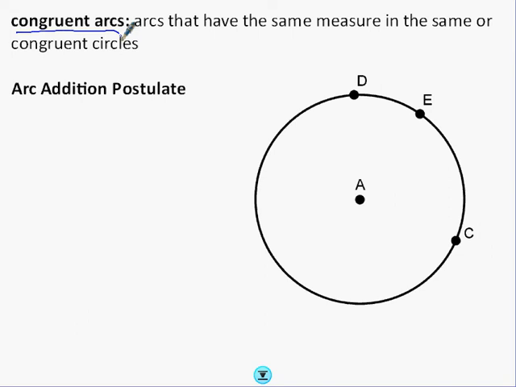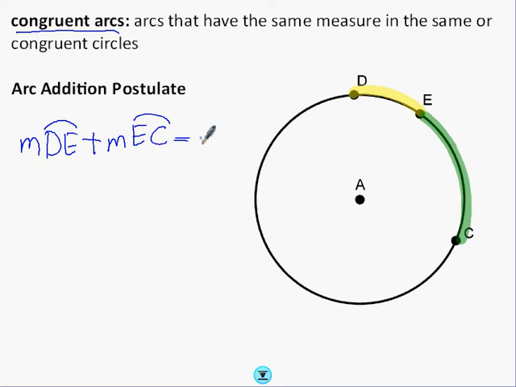The arc addition postulate, you can probably guess, but I'll go ahead and make it explicit. For this particular example, these letters would not make sense for a circle that didn't have this set up. But for this case, if I add the measure of arc DE, that's this guy, to the measure of arc EC, I think you probably see where I'm going with this. That sum is going to be the same thing as the entire arc. That would be the measure of arc DC. Okay, this is very similar to the segment addition postulate.